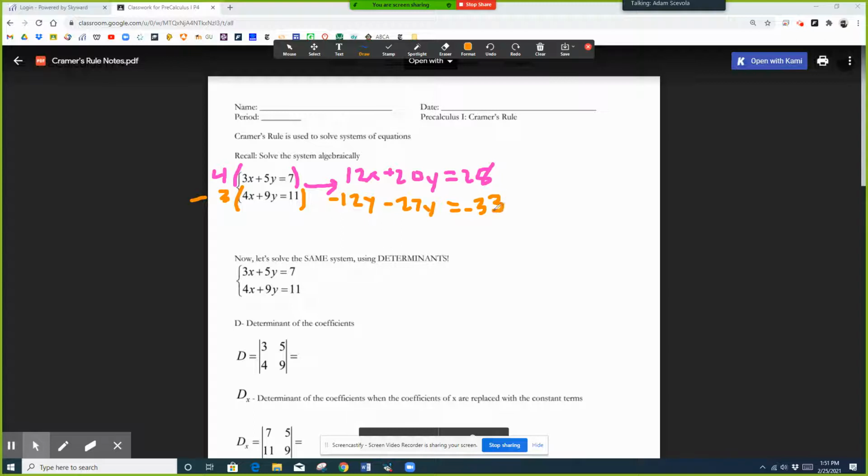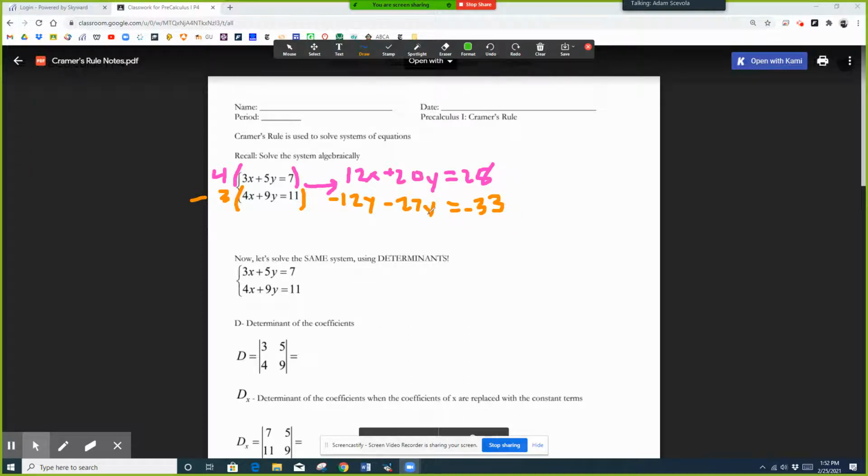Now, another way you can solve a system is if you have a TI-Nspire CAS, you can solve it that way by plugging it into your calculator. So that's cool if you have one of those. All right, but now we're going to add these two equations together. Since negative 33 is equal to negative 27y, it's like you're adding the same thing to both sides of an equation.